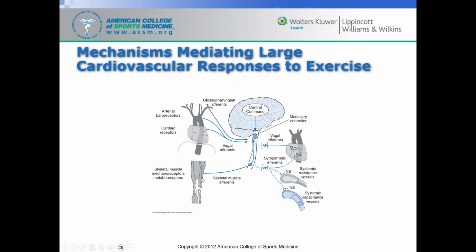So baroreceptors, chemoreceptors, and they send a signal to the central command, which then interprets this signal and then sends it to the effectors. For example, the heart. The heart rate will increase. Stroke volume will also increase, sending more blood to the rest of the body.